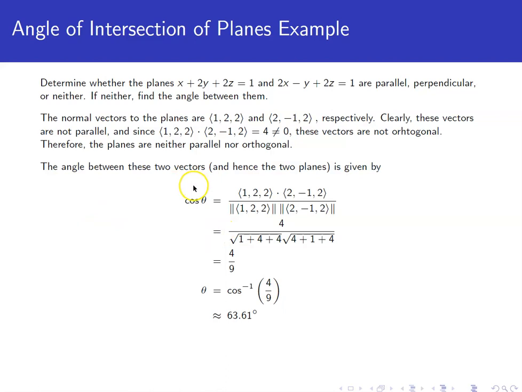So if we want to find the angle between these two planes, it'll be the angle between the two normal vectors. So we'll do the dot product over the product of the norms. The dot product is 4. Each of the norms is 3, so we'll get 4/9. We then take the inverse cosine of that 4/9 and get 63.61 degrees as the angle between the planes.